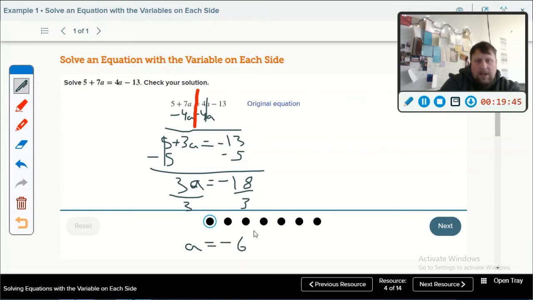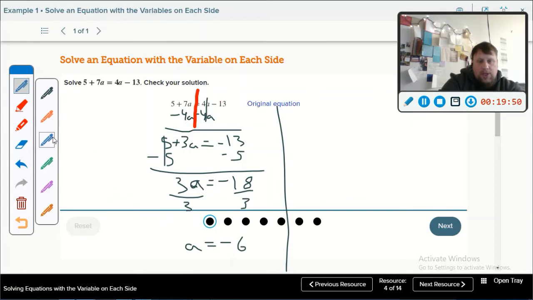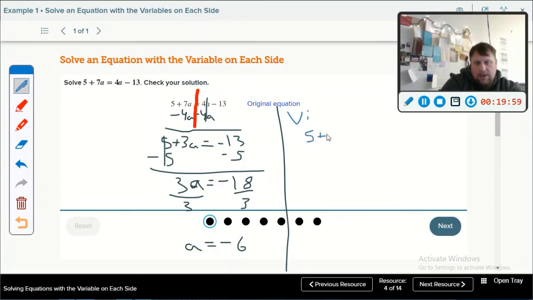A equals negative 6. Now it says to check it. Remember, we're going to check our answers sometimes. It says check it. We got to check it. I'll just check it in blue. And check your work. All right. I'm going to have 5 plus 7, and instead of A, I'm going to put negative 6, equals 4 times negative 6 minus 13. And we're going to see if these two sides of the equation come out the same. So PEMDAS tells us to do multiplication first. We're doing left and then right.